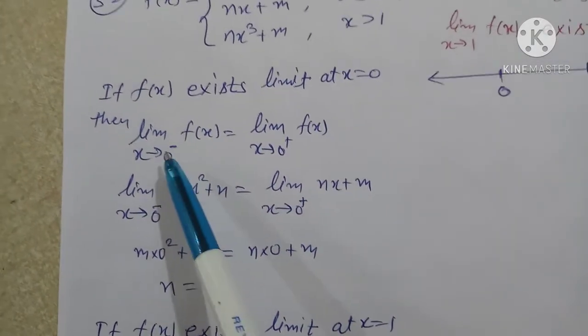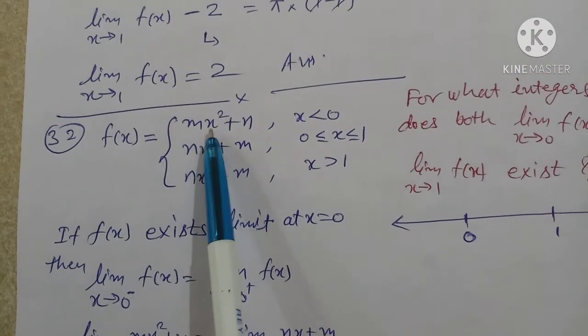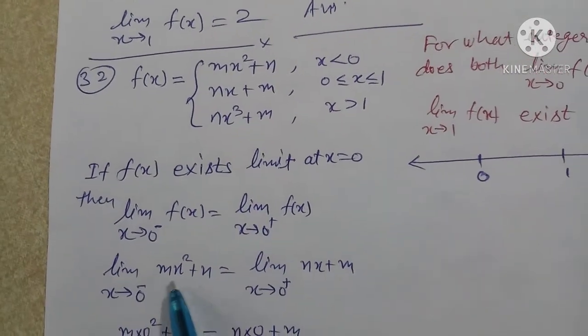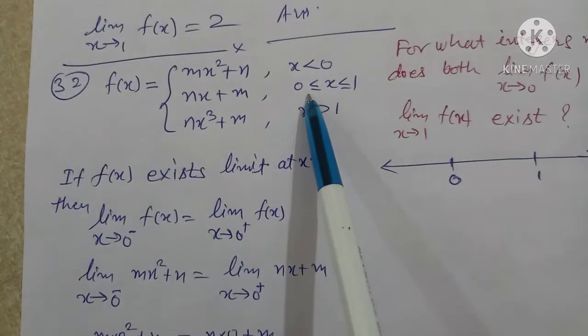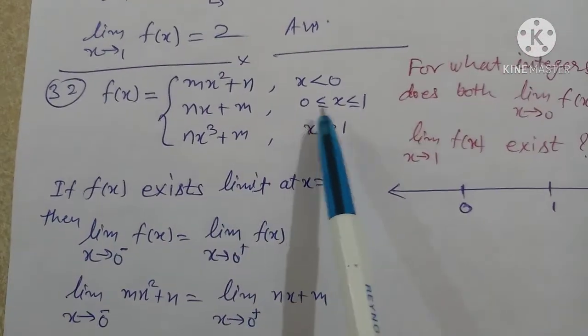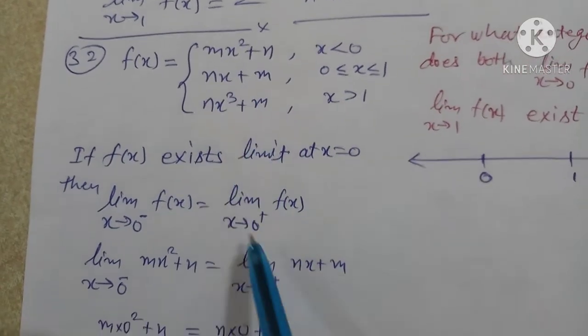Now 0 minus means less than 0. The function there is mx² + n. So right here mx² + n. And 0 plus means more than 0, slightly more than 0. It means nx + m.